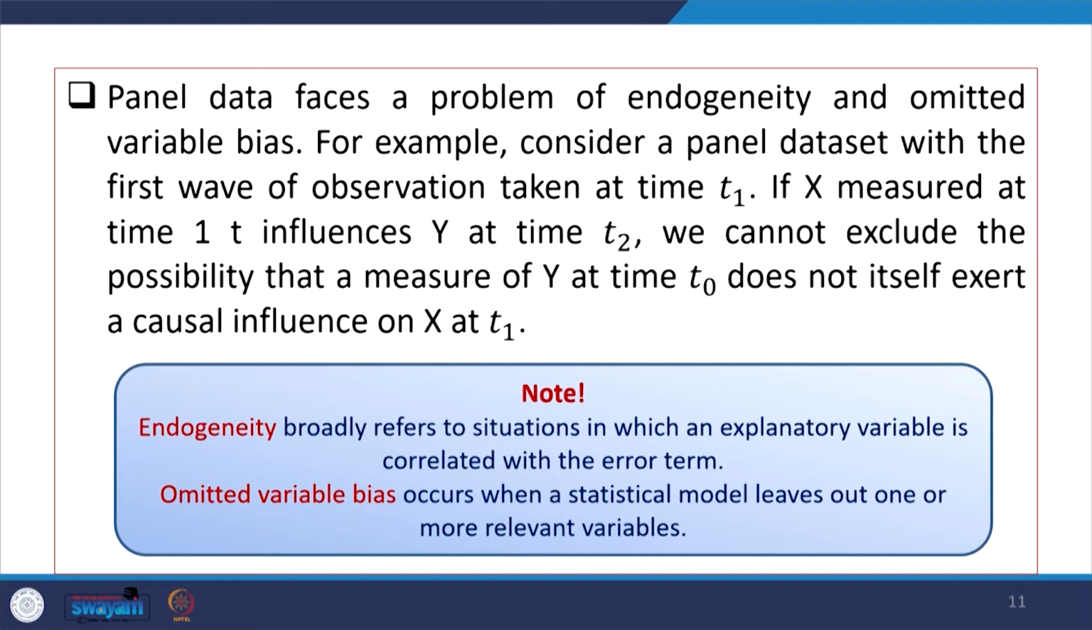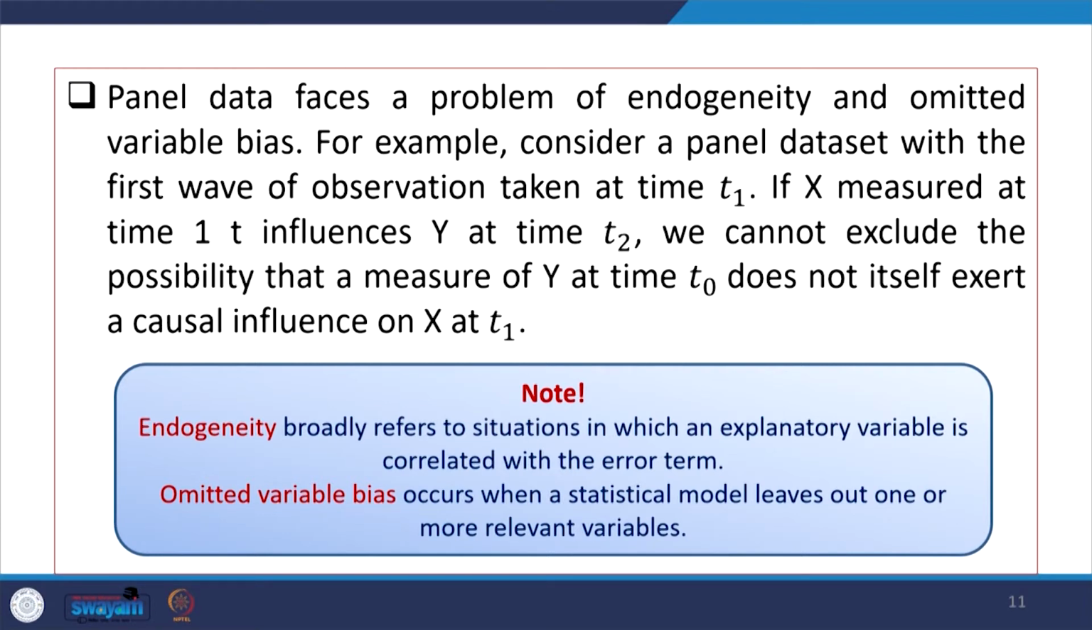So, t naught and t1, whatever the responses are over the two time periods, we cannot just conclude that there is no causal influence. The problem of endogeneity arises because the explanatory term might be correlated with the error term, or the explanatory variable might also be explaining the model because some correlation exists.